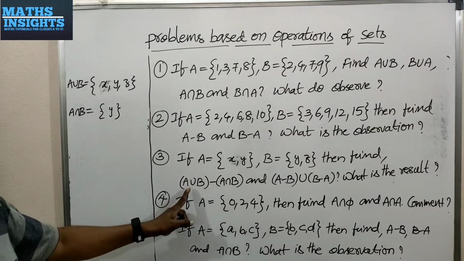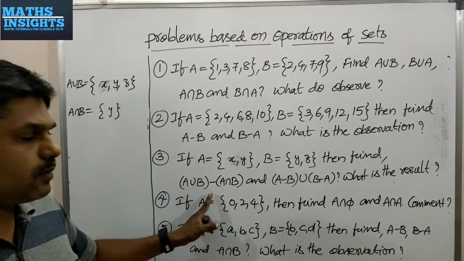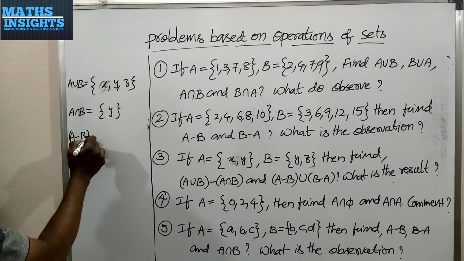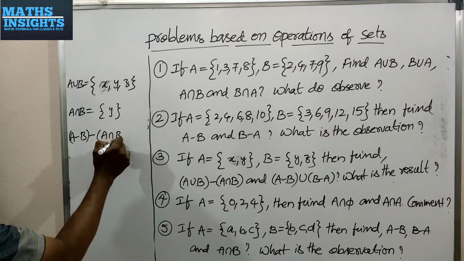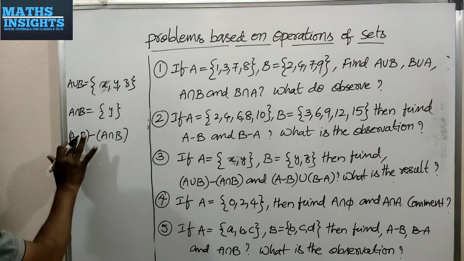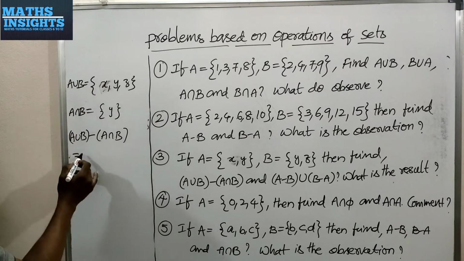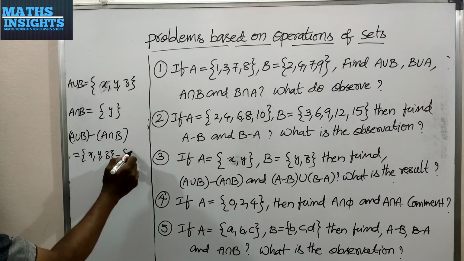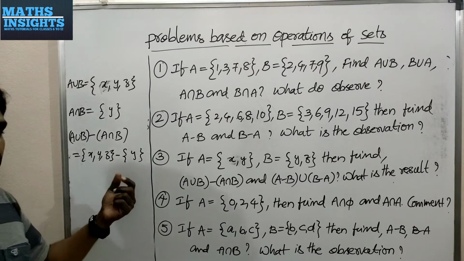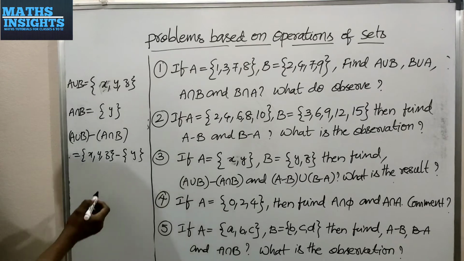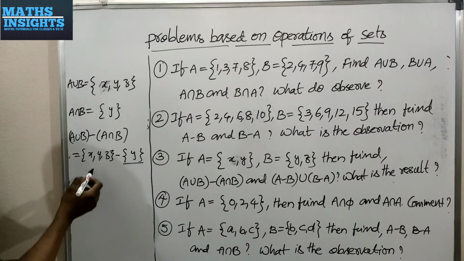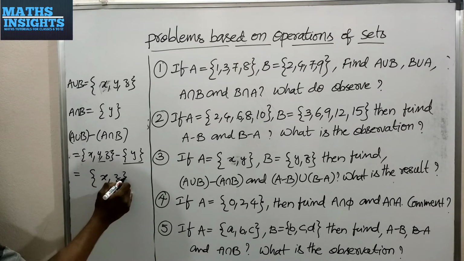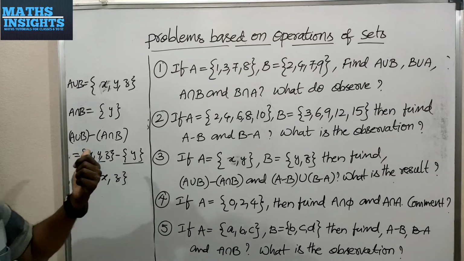So what are they asking? (A union B) minus (A intersection B). I am writing A union B first, minus A intersection B, that is equal to the elements of A union B, which are X, Y, Z, minus Y. So minus means you have to remove that element from the set. Y is to be removed from this set, therefore that will become X, Z. This is A union B minus A intersection B.